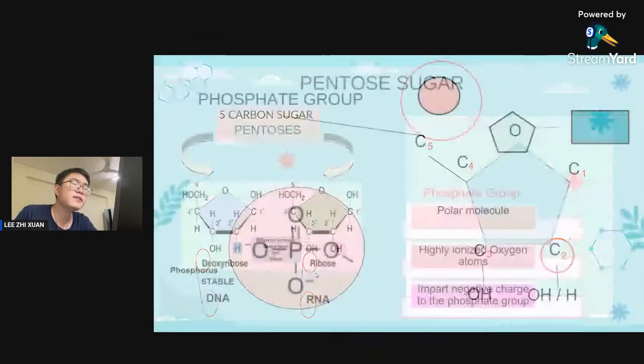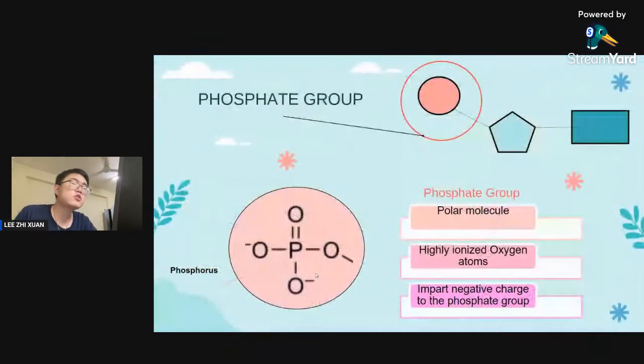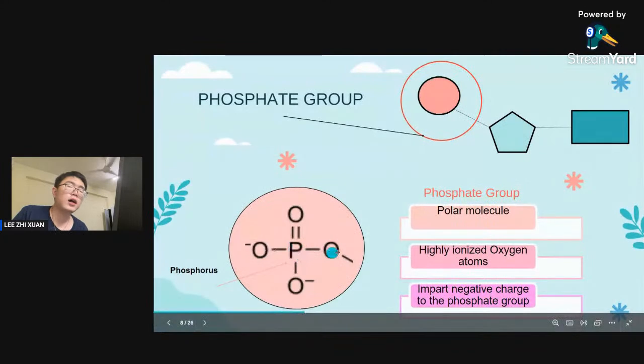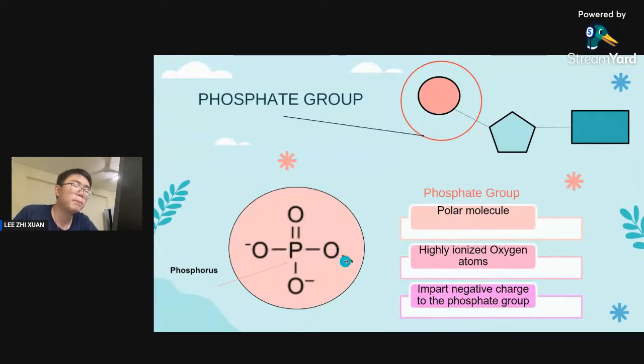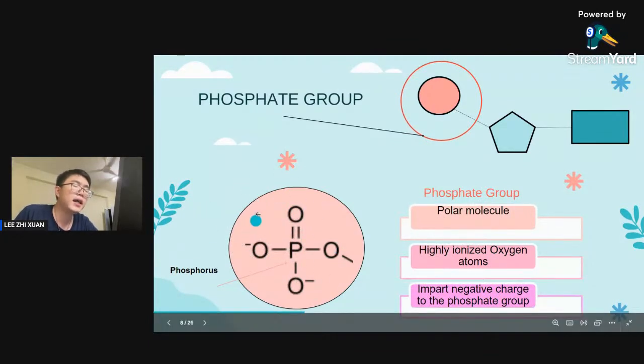Okay. Next is about the phosphate group. The phosphate group is PO4 2-, an inorganic compound. It is a polar molecule with highly ionized oxygen atoms. You can see that it contains 4 oxygen atoms, so it is very highly ionized, and that also imparts a negative charge to the phosphate group. This is why we say that nucleic acid is negatively charged, because of this phosphate group.